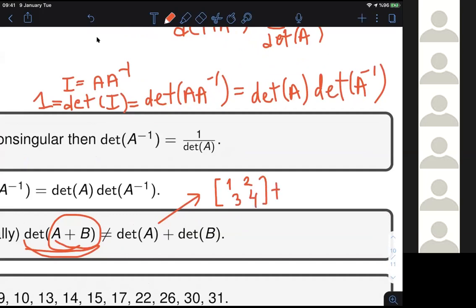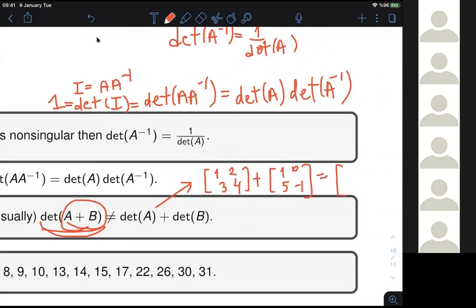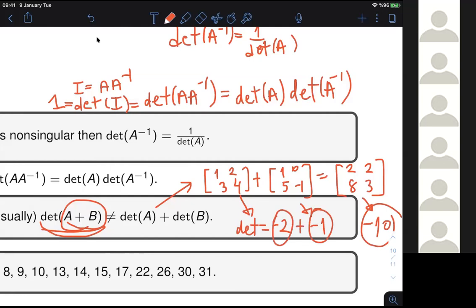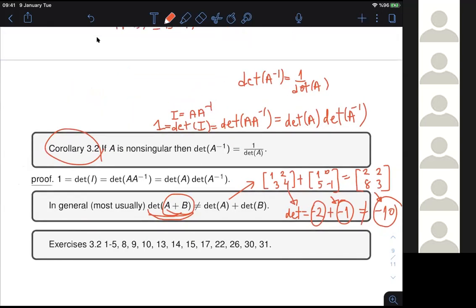So if you add these matrices, 1, 0, 5, minus 1, and look at the determinant of the result, it won't be the same. So what is this matrix? This is 2, 2, 8, 3. Now what is determinant of this? Its determinant is 4 minus 6, which is minus 2. What about this one? This is minus 1. What about this? 6 minus 16, which is minus 10. So you see minus 2 plus minus 1 is not the same as minus 10. So we have to be careful about this one.